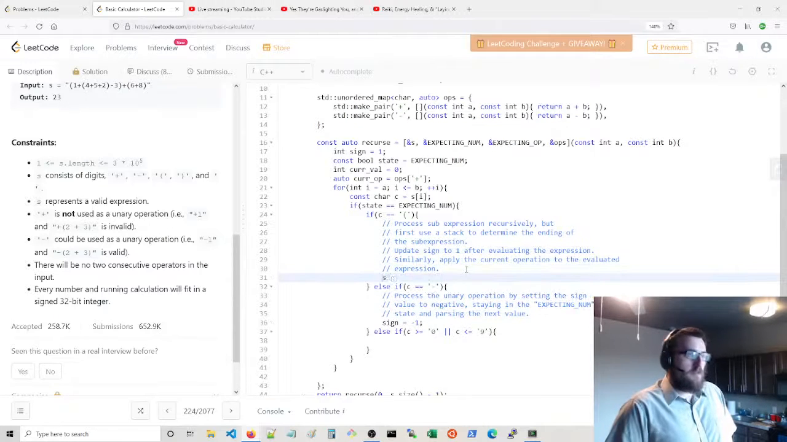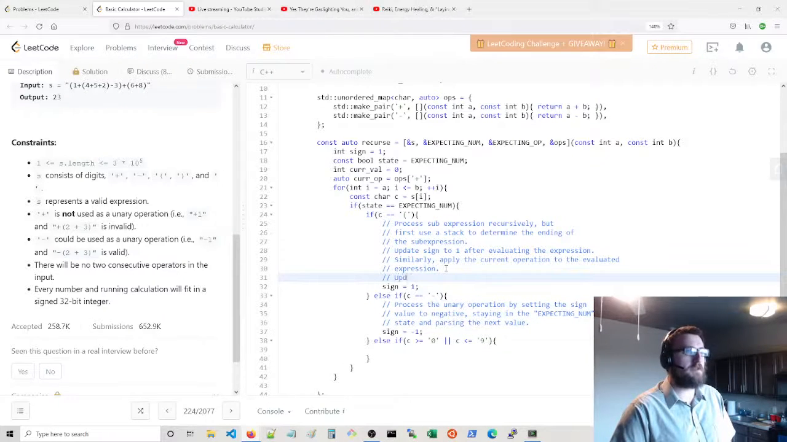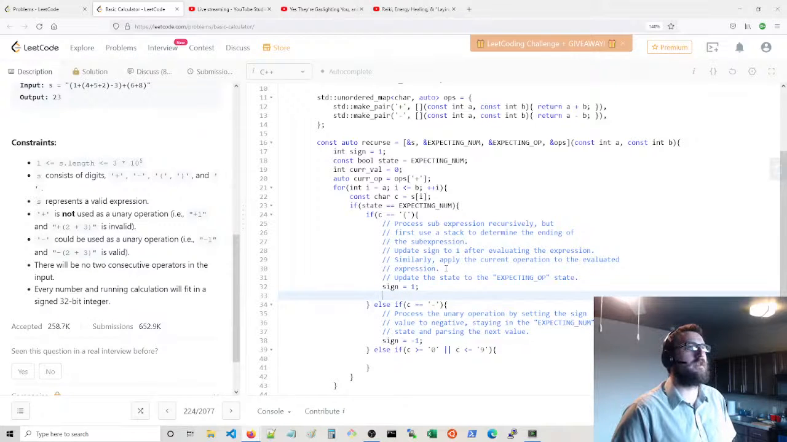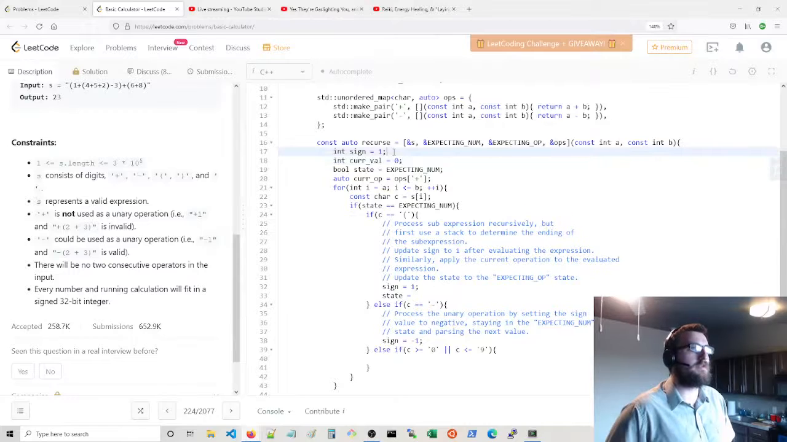Update sign to 1. After evaluating the expression, apply the current operation to the evaluated expression. Update the state to the expecting op state. So these are things we can do now. And this is not const anymore. Just reorganizing this a little bit here.